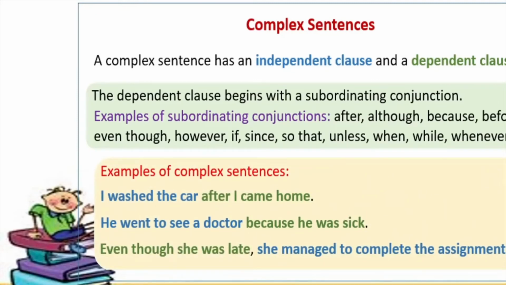I washed the car after I came home. Okay, so I washed the car after I came home. He went to see a doctor because he was sick. So because he was sick doesn't have any meaning if you do not have he went to see a doctor. Even though she was late, she managed to complete the assignment. So now you know which is the main clause, you know which is the dependent clause. Okay, so when there is a main clause and one or more dependent clauses in a sentence, then it is an example of a complex sentence.